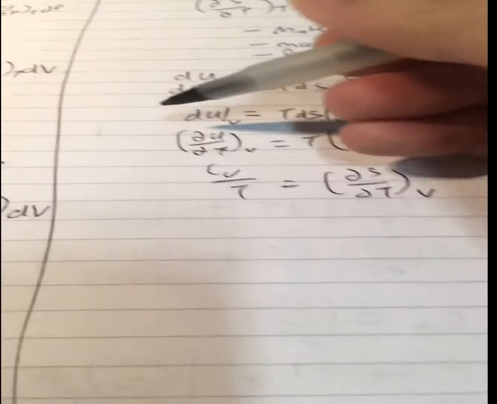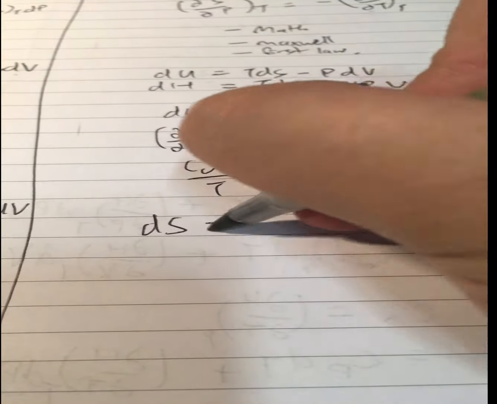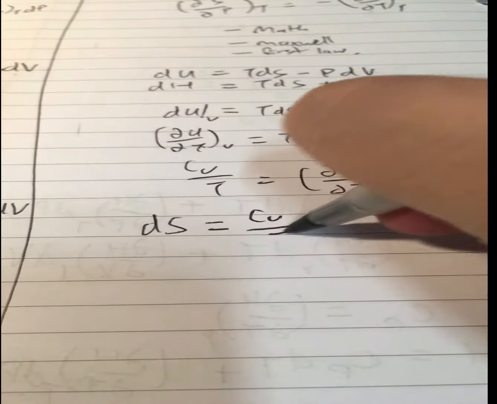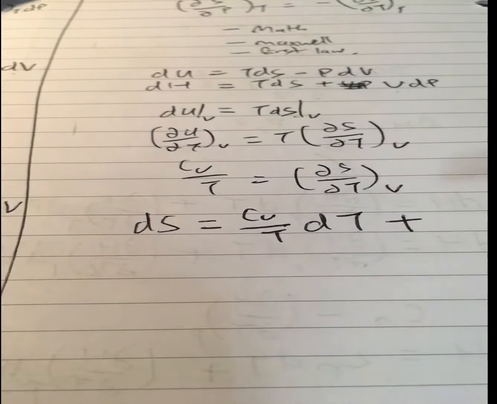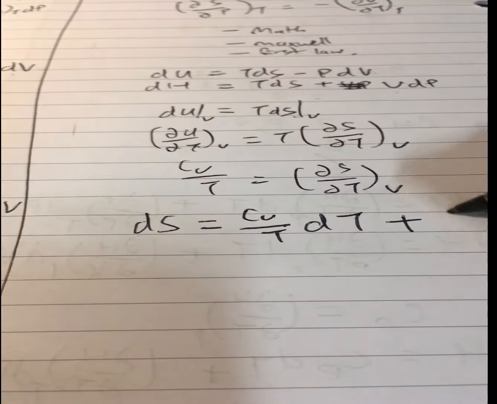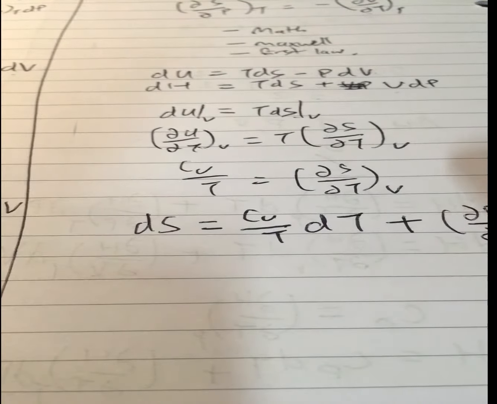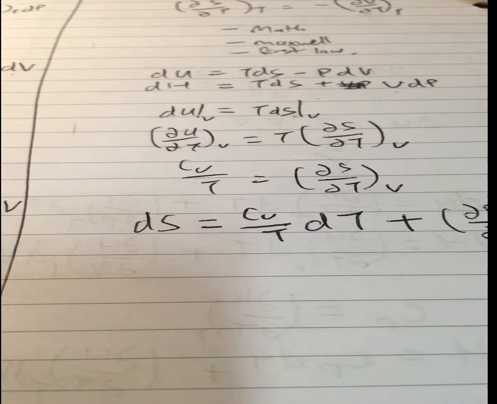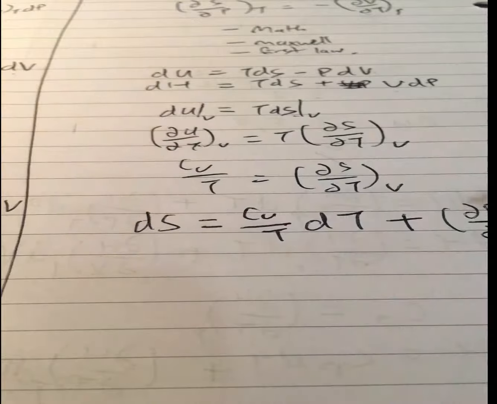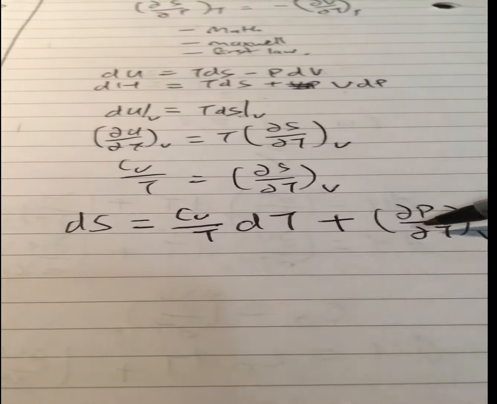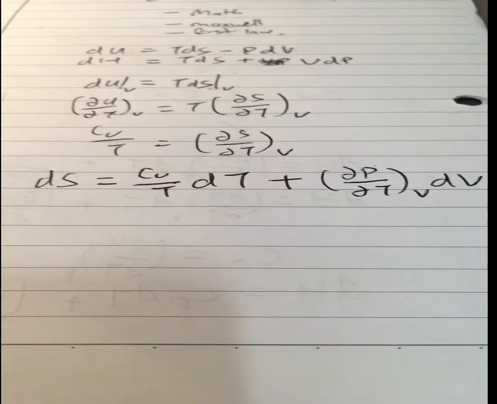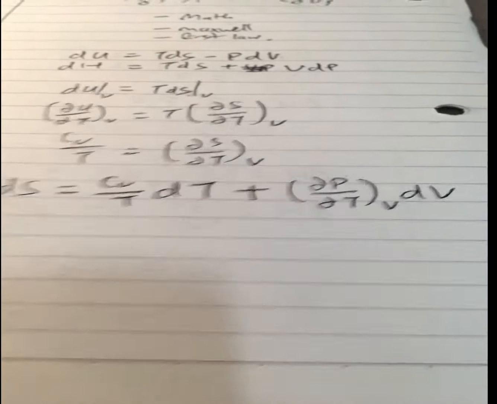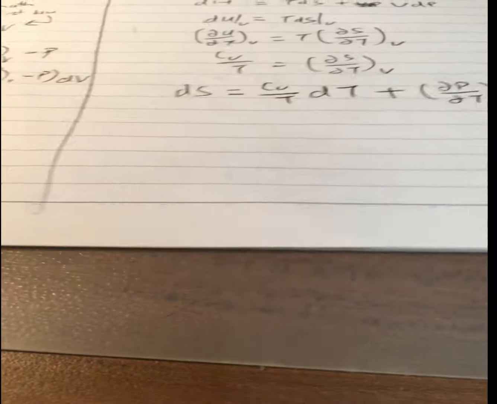dS equals CV over T dT plus del P del T at constant V dV. Get that right? CV over T and del P del T V dV. Alright. You can see it clearly here. Let's just move this up a little bit.